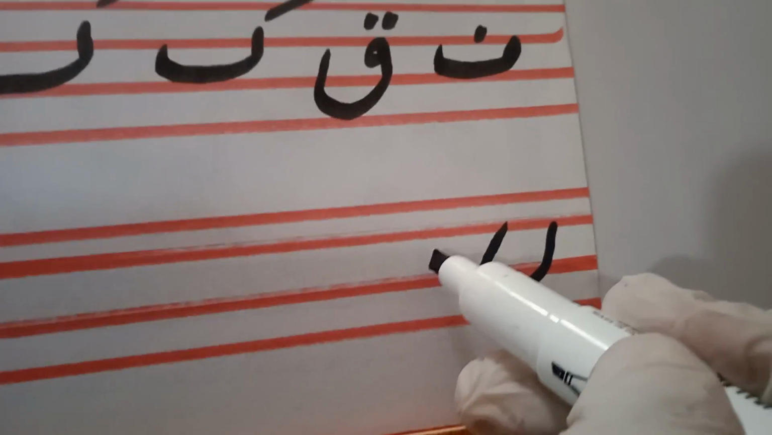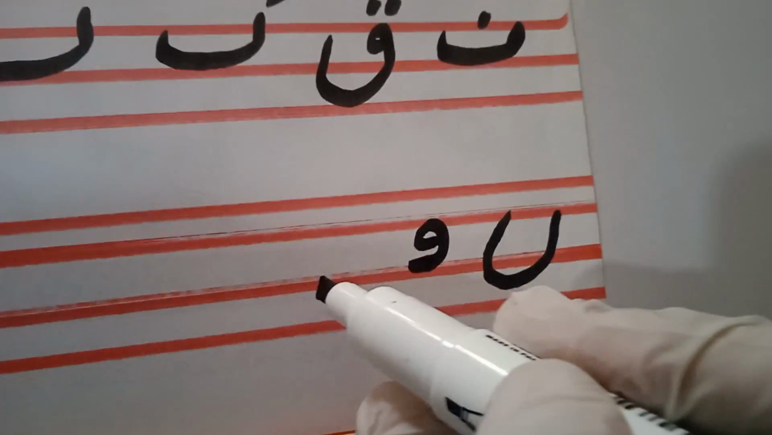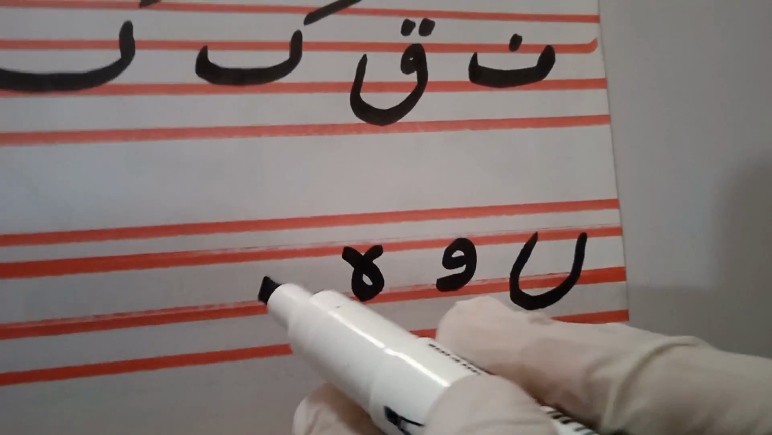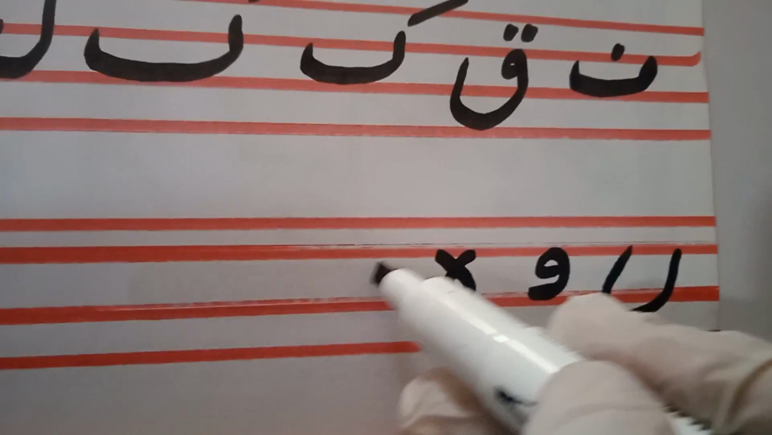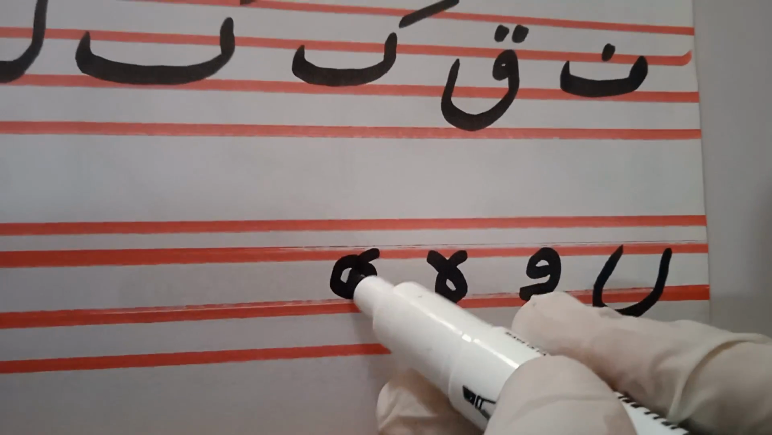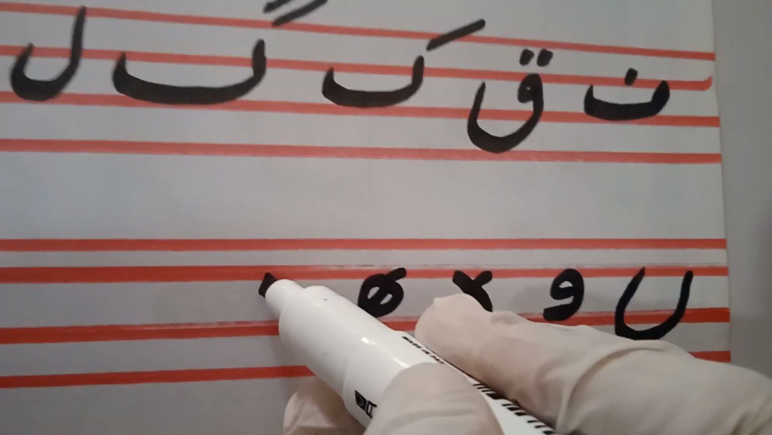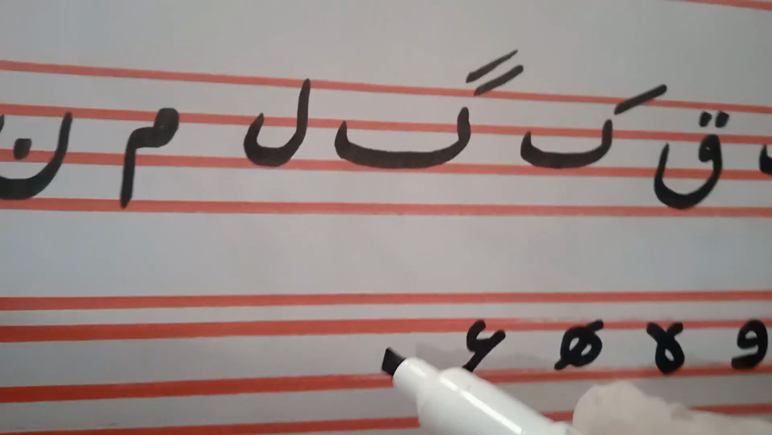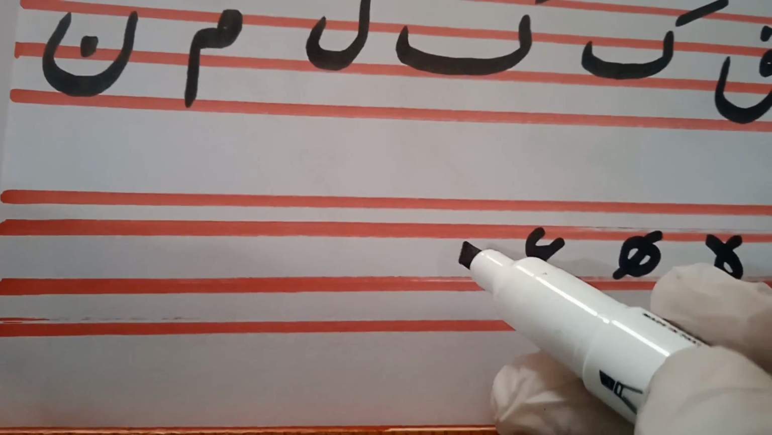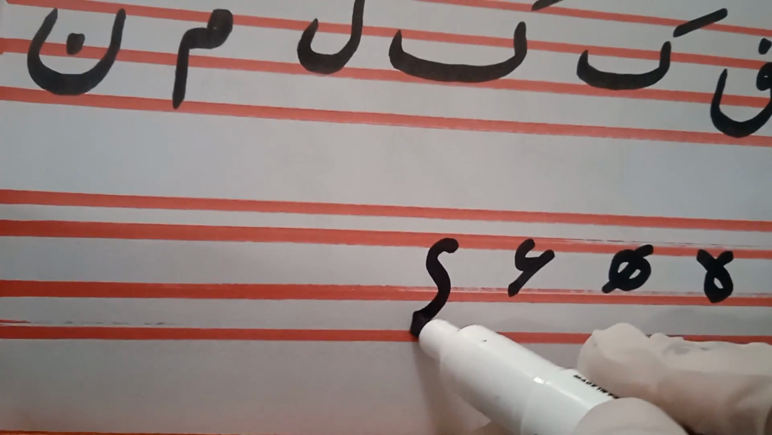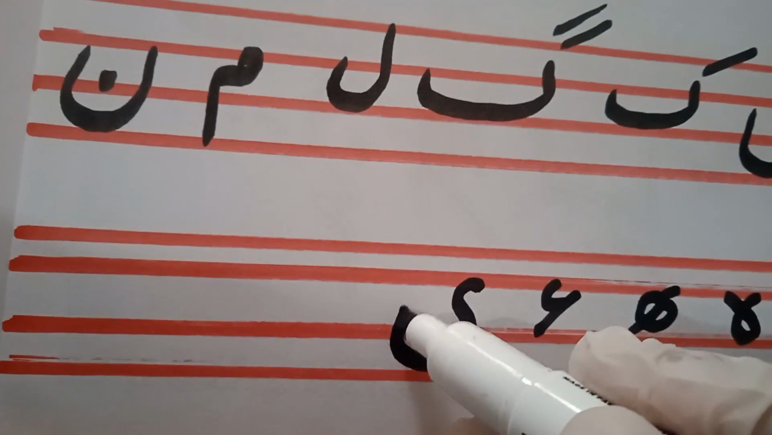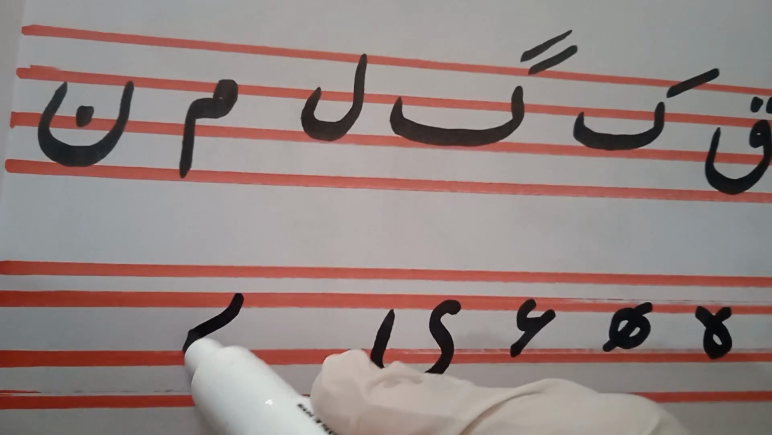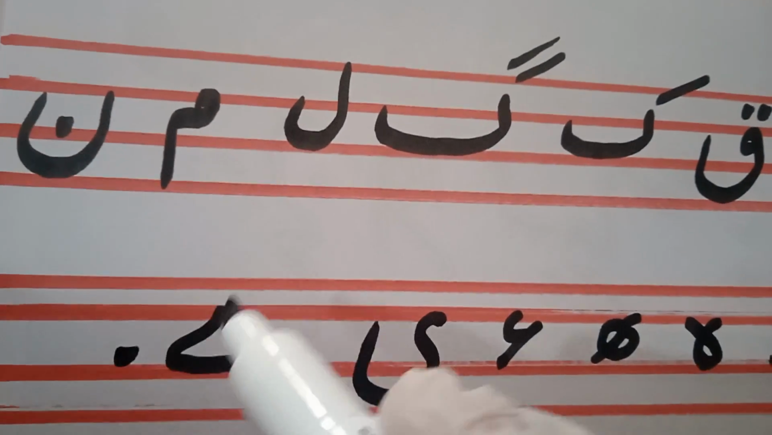Next word is Wow in middle 2 lines. Next word is Hey, Ha, in middle two lines. It's another form with two eyes, also in middle two lines. Hamza in middle two lines. Next alphabet is Choti Ye, small Ye, in lower three lines. Last alphabet is Badi Ye, in middle two lines. That's okay.